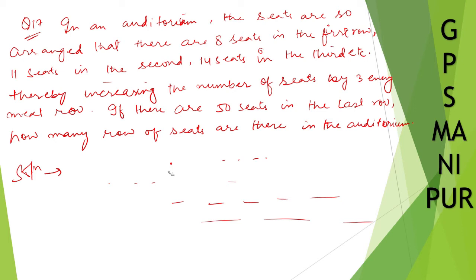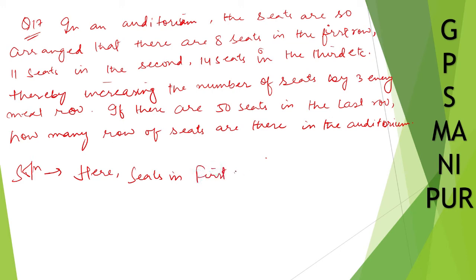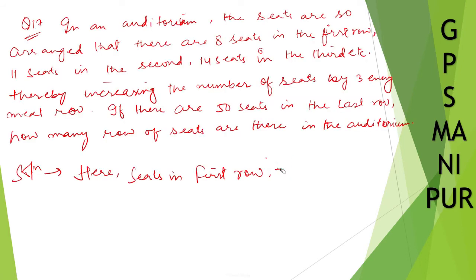So by this we can understand something. Let me rough this one. How many seats are there in the first row? Seats in first row is equal to 8, which will be A1. A1 is equal to 8.